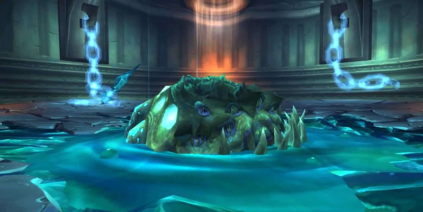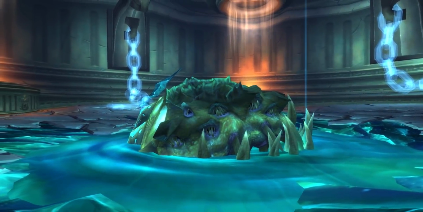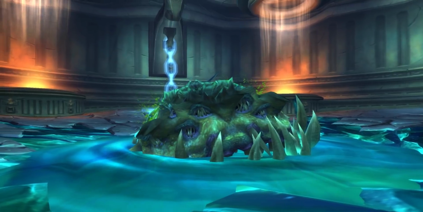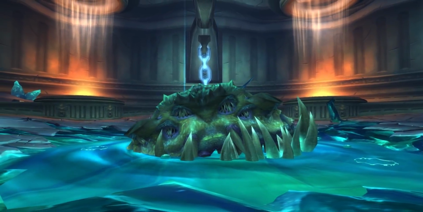Yogg-Saron, the god of death. Well, over 10 years later, that label seems a little bit inaccurate or even laughable. The god of death, just one mountain range over from the Lich King. At the time, it was odd, but knowing that this god of death was actually opposed to death itself makes the whole thing a bit stranger.